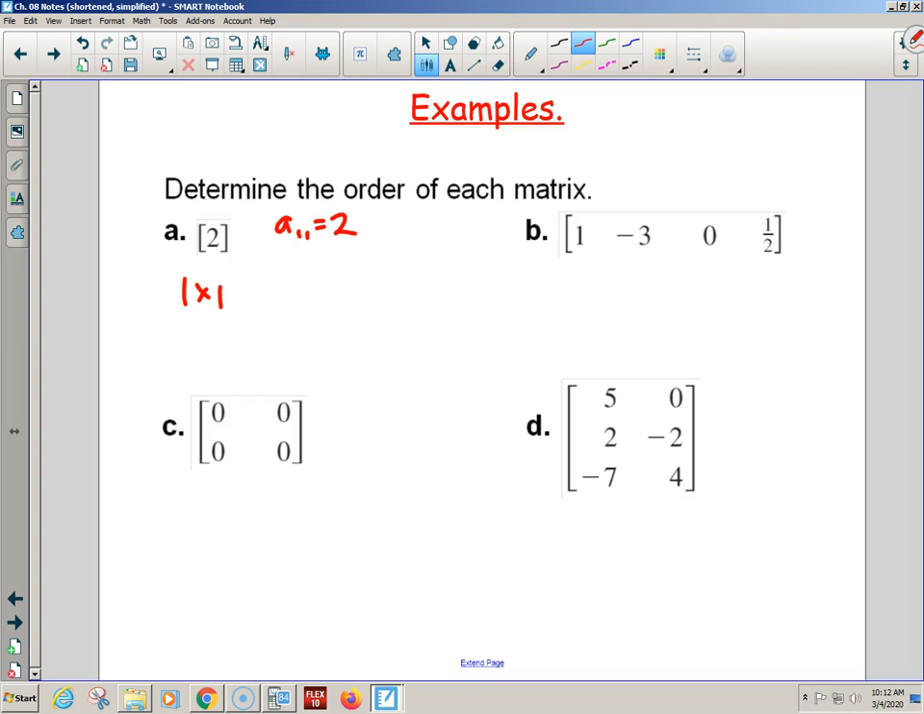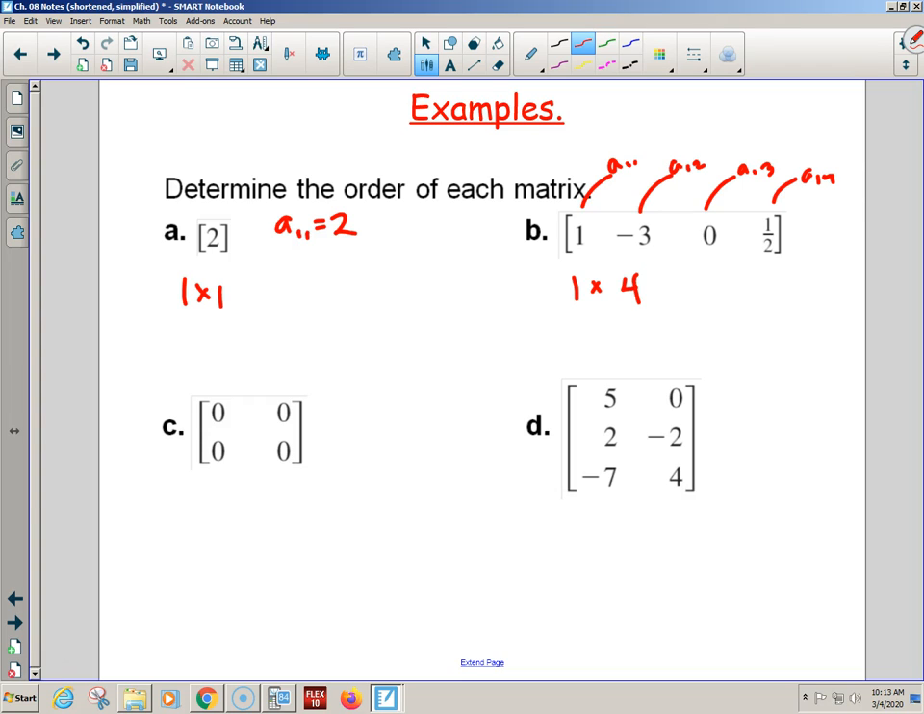Letter B, what would we call it? A 1x4. 1 row, 4 columns. And if we wanted to, we could go ahead and name each of these to be A11, A12, A13, A14. Right? First row, first column, second column, third column, fourth column.